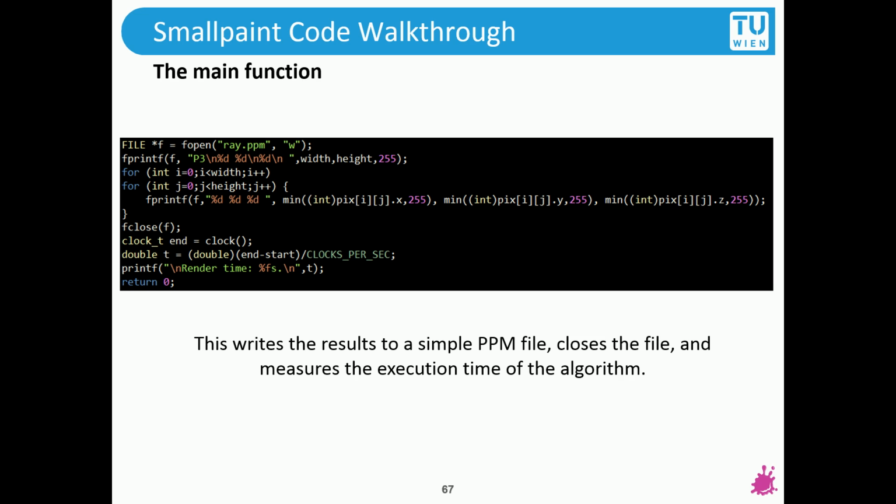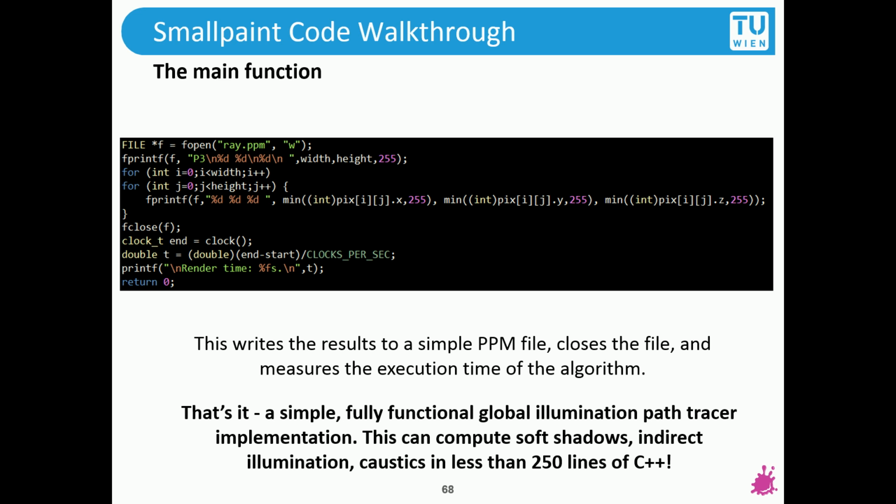At the very end, we create a file. This is the ppm file format where you can easily write all your contributions. We also start a stopwatch in order to measure how long we have been tracing all these rays. So very simple, very trivial. And when we are done, we close the file. It has the image in there, and we then write how long the rendering algorithm has been running for. And basically that's it.